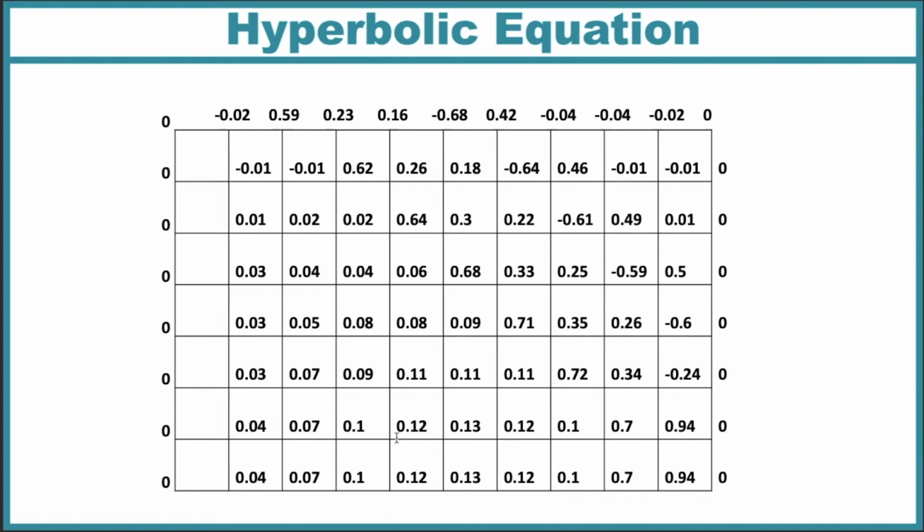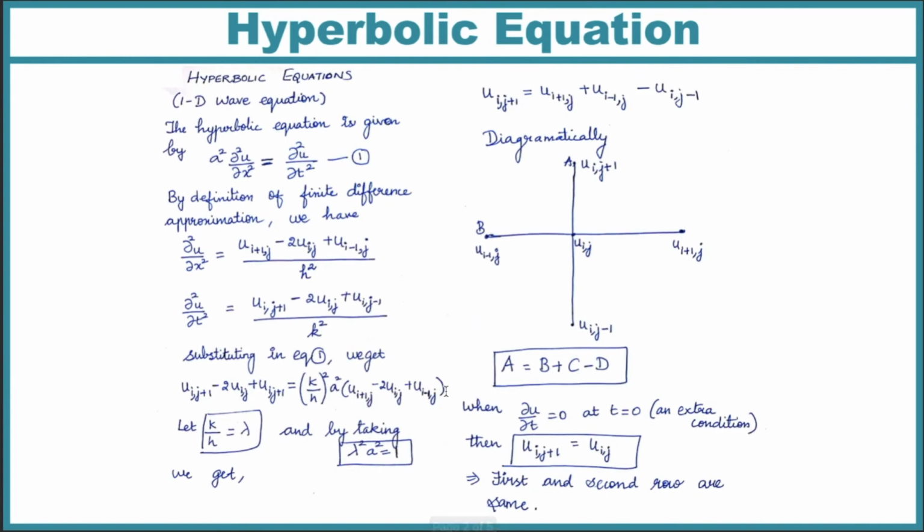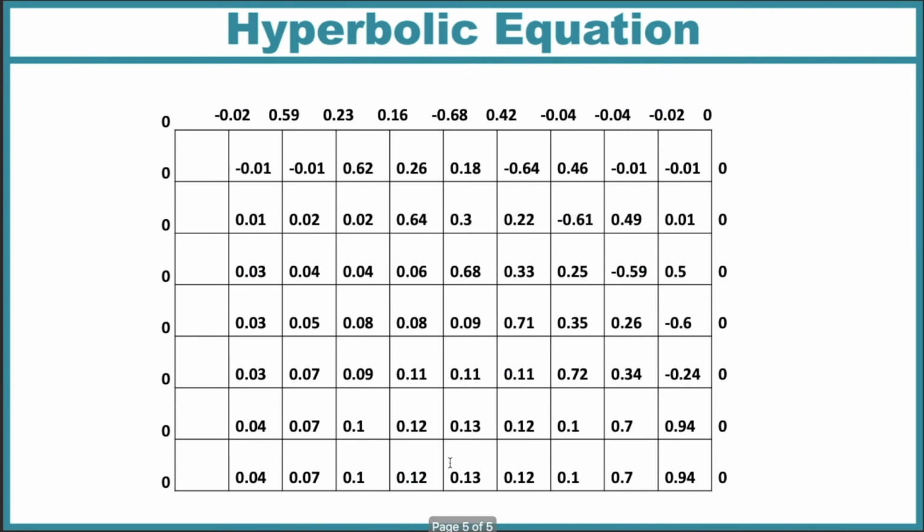Again over here, 0.12 plus 0.12 minus 0.13, 0.24 minus 0.13. It's not divided by 2, it's just like that. We get 0.11. Okay, next value is 0.13 plus 0.1 minus 0.12. 0.13 plus 0.1 is 0.23 minus 0.12 is 0.11.